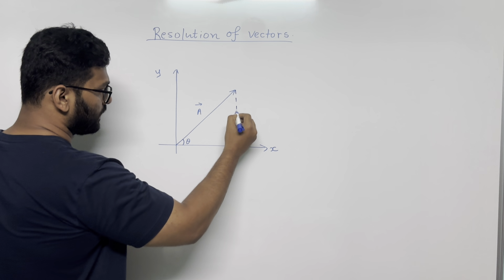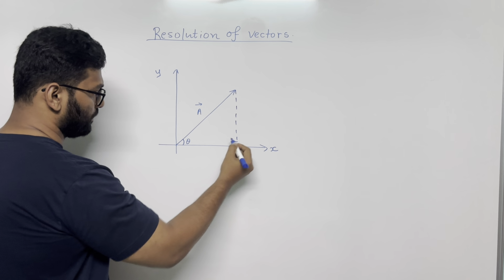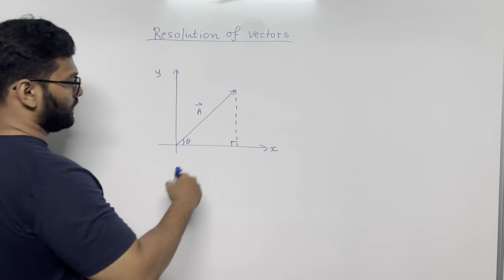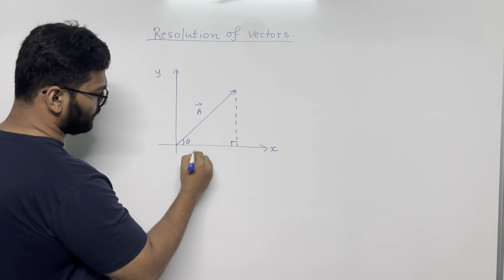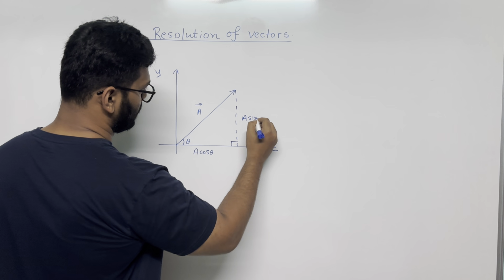What I will do in this case is draw a perpendicular like this. Now according to the Pythagoras theorem, as I said earlier, this is going to be a cos theta, and this is going to be a sin theta.